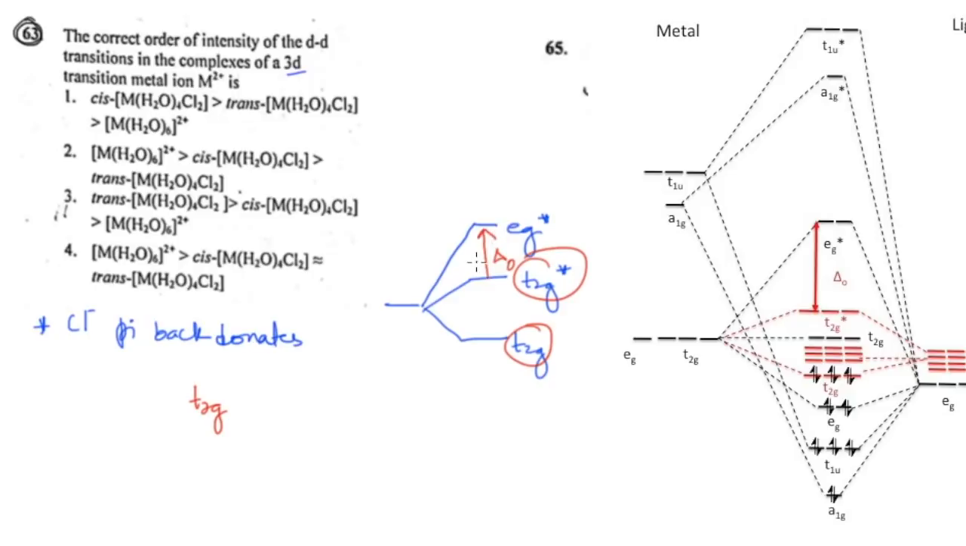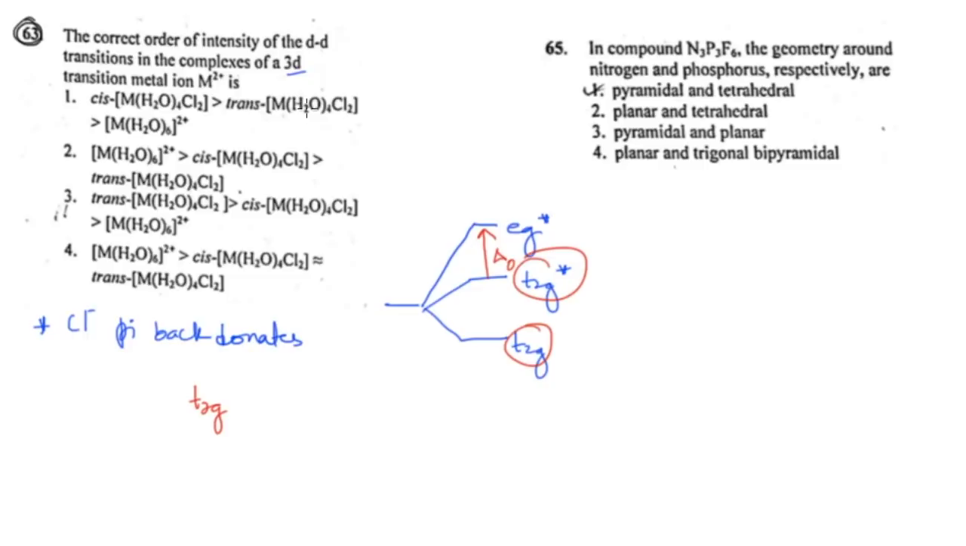Whenever you have chlorine in a ligand set, always remember that the intensity of the d-d transition will increase compared to the other ligands. If you have just water molecules as the ligand, the intensity will be less compared to the case where you have chlorine as a ligand. That means both the cis and trans isomers will be higher in intensity than the water complex. So either option 1 or option 3 can be correct. These are the only 2 choices.